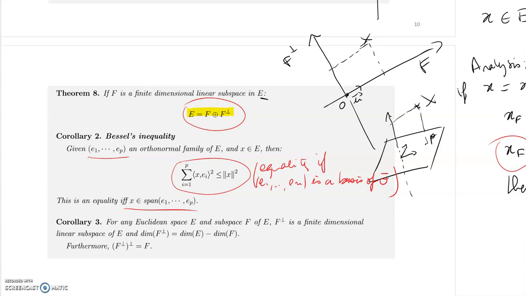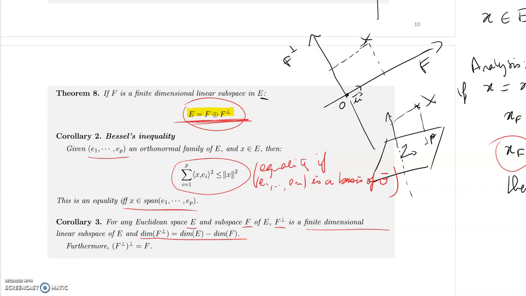We get a Euclidean space E, so a finite dimensional linear space with an inner product. We've got a subspace F. Then of course, because we have this direct sum, we get that F orthogonal is a finite dimensional linear subspace, and it's just a direct application of that direct sum idea. The dimensions coincide. To make E, you need F plus F orthogonal, and it's a direct sum, so the dimension of F plus the dimension of F orthogonal is equal to the dimension of E.